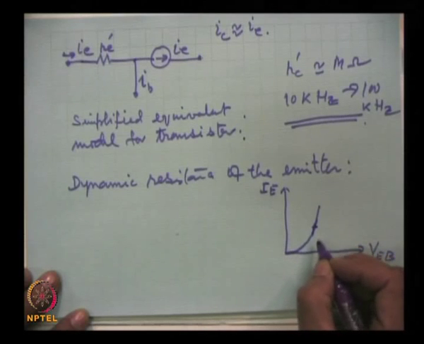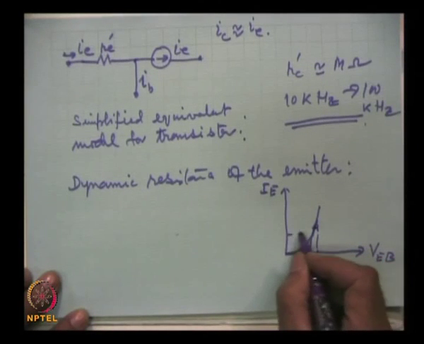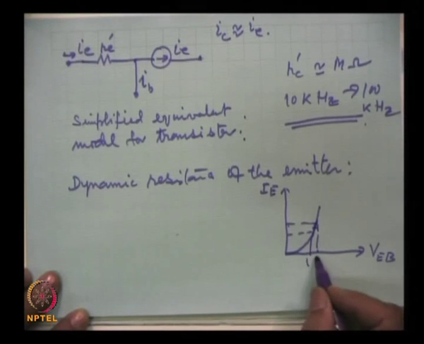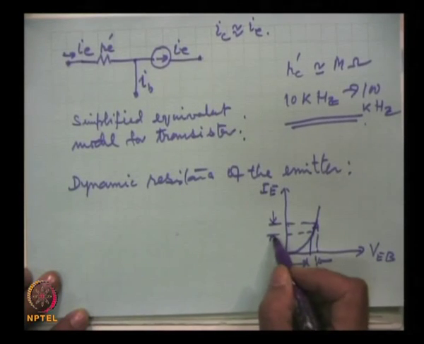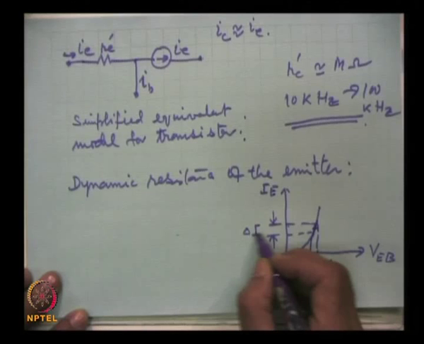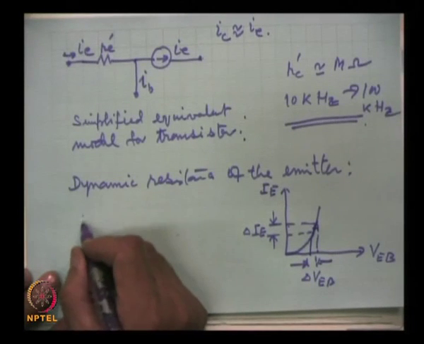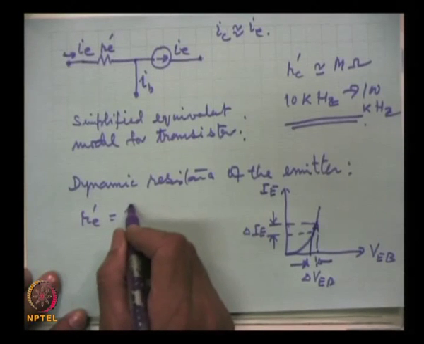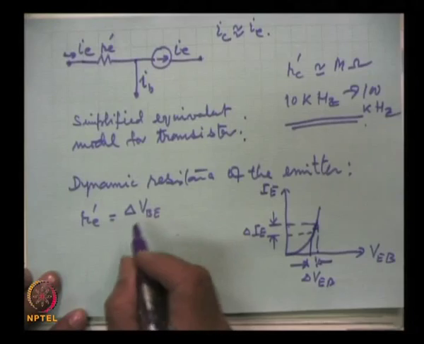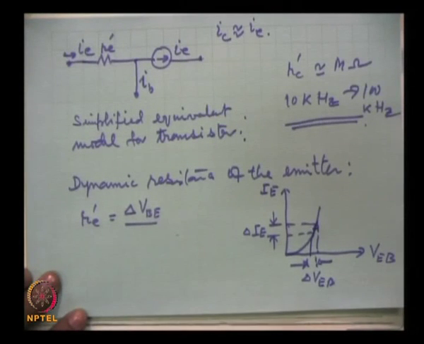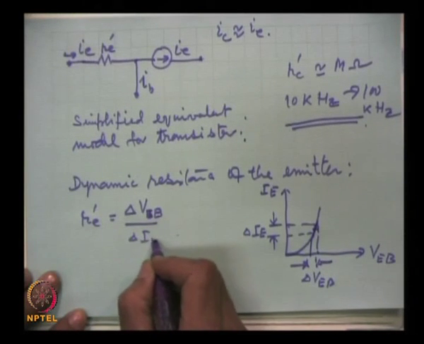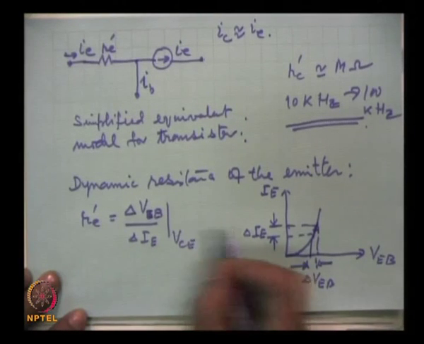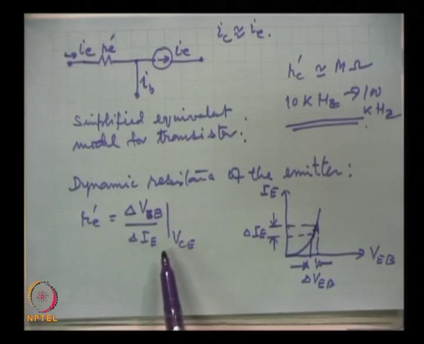And we take the changes: this much change in this voltage V E B changes the current by this amount, and the ratio of the two gives you R E prime, at a fixed value of V C E. This is how the dynamic resistance of emitter is defined.